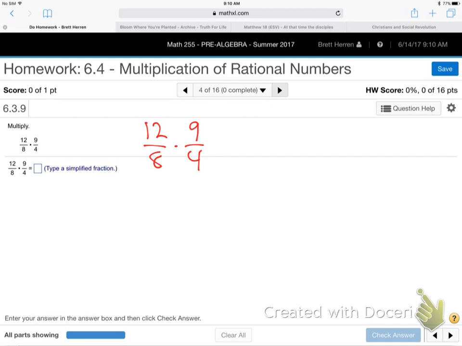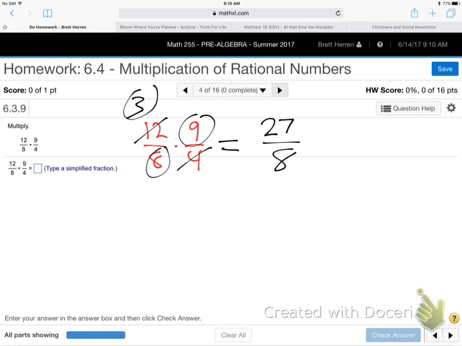Okay, try that one. So we reduce those fractions. 4 goes into 12 3 times. Now 8, 9, nothing going on there, so just leave those. So cross-cancel like that, and then just multiply whatever's left over. 3 times 9, 27 on the bottom, just 8, and leave it like that. Again, it's fine to have the top bigger.